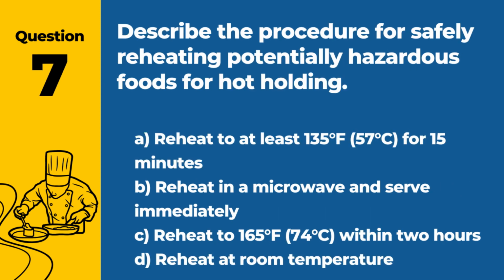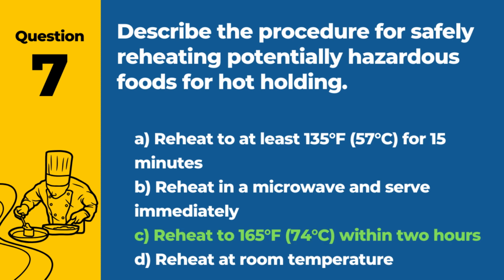Question 7. Describe the procedure for safely reheating potentially hazardous foods for hot holding. A. Reheat to at least 135 degrees Fahrenheit, 57 degrees Celsius for 15 minutes. B. Reheat in a microwave and serve immediately. C. Reheat to 165 degrees Fahrenheit, 74 degrees Celsius within 2 hours. D. Reheat at room temperature.